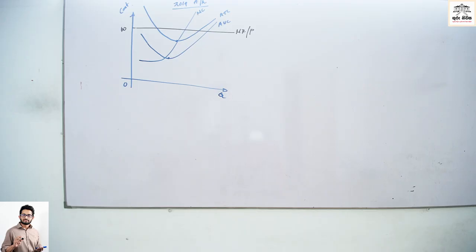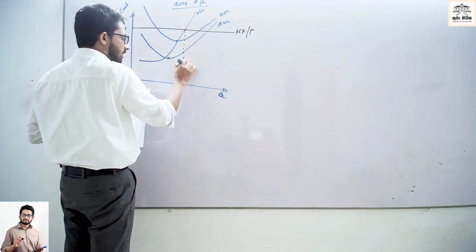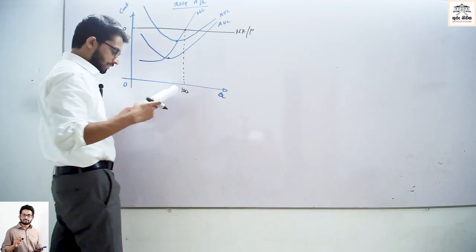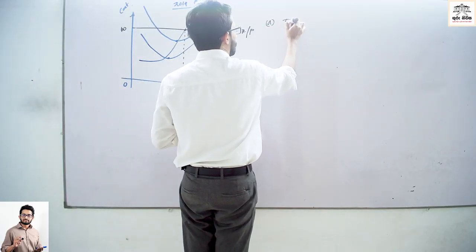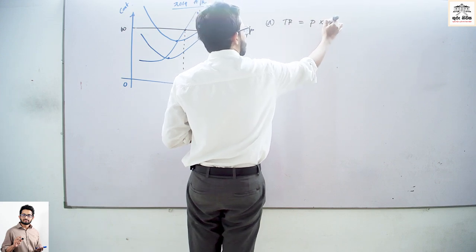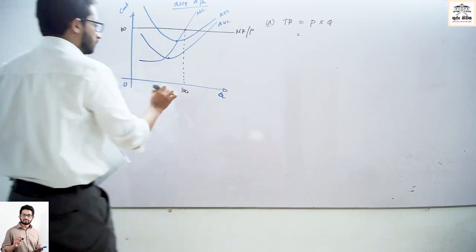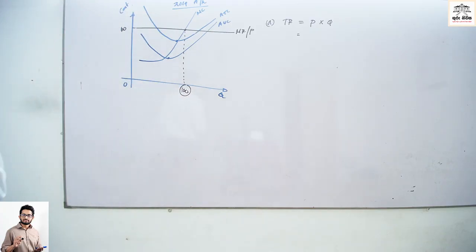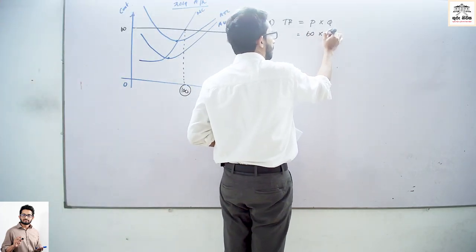Right. This is the profit maximizing output level, MR equals MC, that is 100 units. They ask the first question, total revenue. How to calculate total revenue, Lama? Total revenue, TR equals price into quantity. How much is the price at the profit maximizing output level? 60 rupees. Right? So the price is 60 rupees multiplied by the quantity.